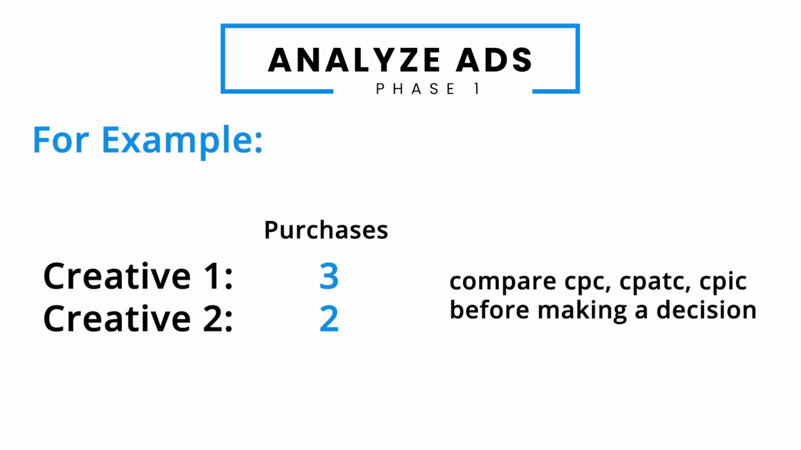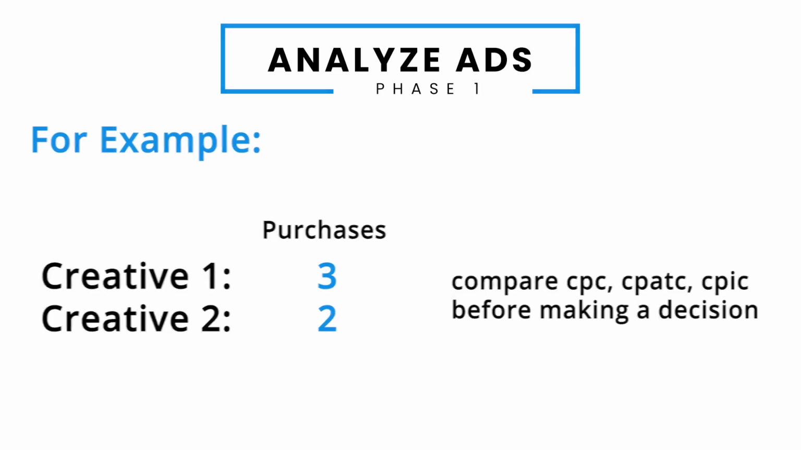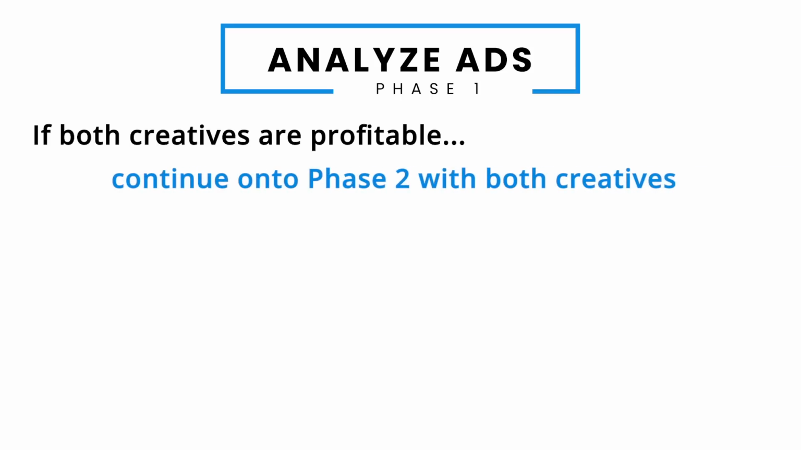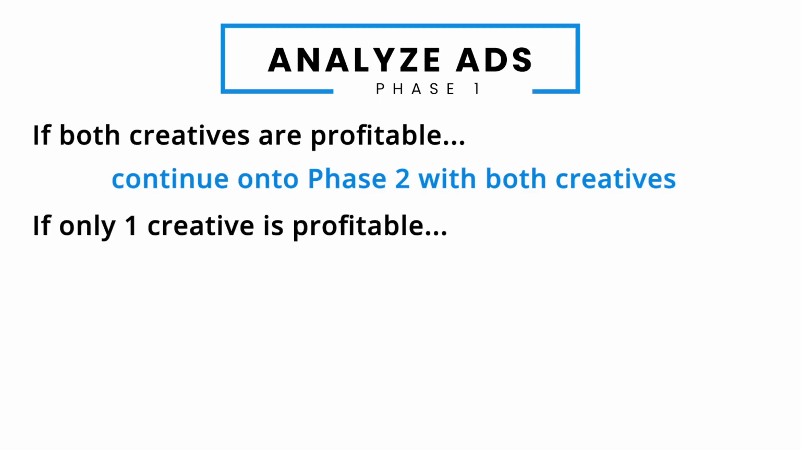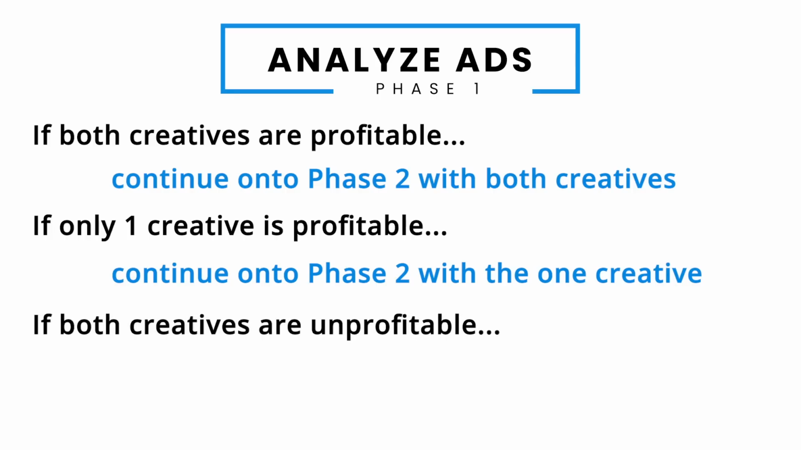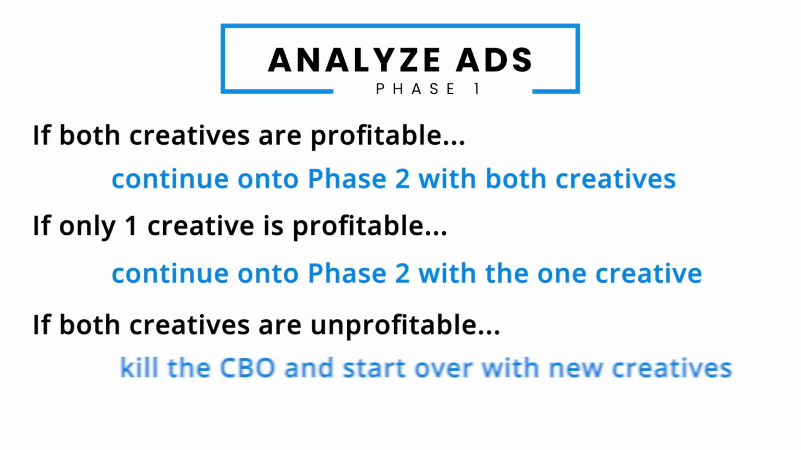It's very possible that Creative 2 outperforms Creative 1 on every metric besides cost per result, and that's when you should consider running with Creative 2 over Creative 1, even though Creative 1 has a better cost per purchase. If you can't make a decision because they're both profitable and both have consistent metrics throughout the funnel, then continue running both creatives and move on to phase 2 with both of them along with your best audiences. If only one creative is profitable and the other one isn't, then use the winning creative and audience to move on to phase 2. If one creative clearly has better metrics but both are unprofitable, then kill the entire CBO.